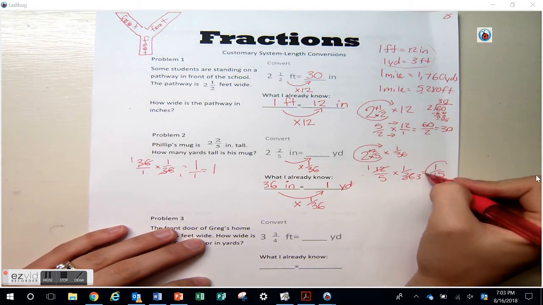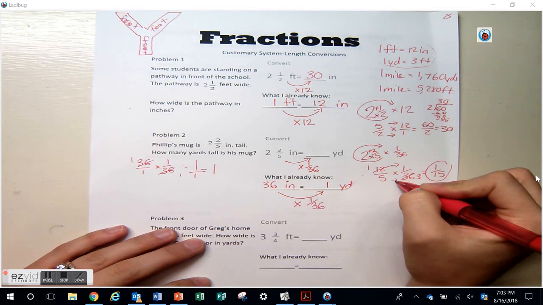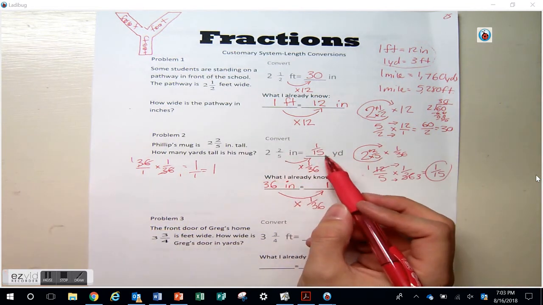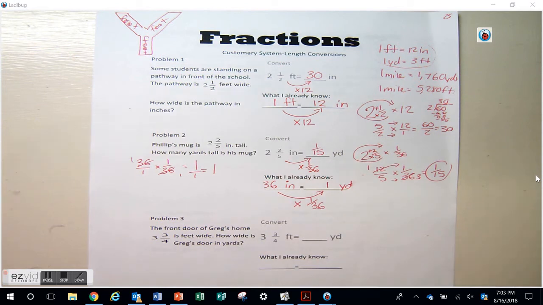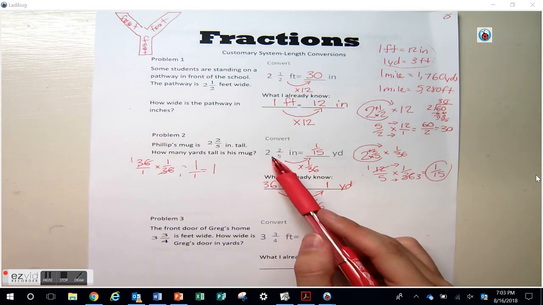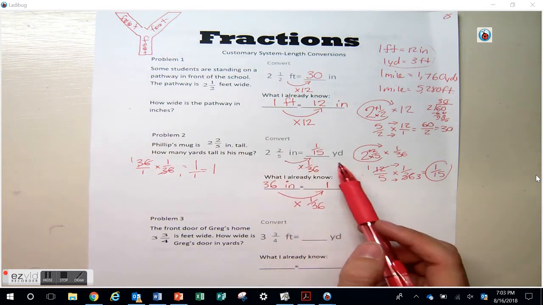So 2 2/5 inches is equal to 1/15 of a yard. 1/15 of a yard. Well, does that make sense? If 36 inches is 1 yard, and I only have a little over 2, my answer is definitely less than 1 whole.